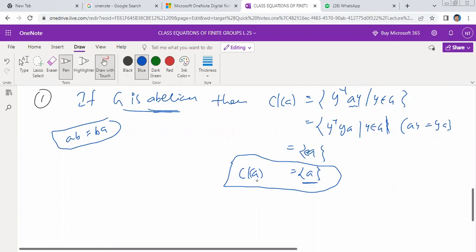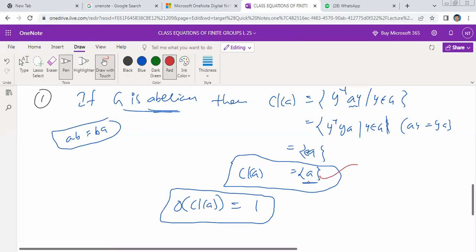What is the cardinality of this? What is the order of the conjugate class of A? Is it equal to the group order, or equal to 1? There is only one element. Yes, one. When the group is an abelian group, the conjugate class of a particular element A is the singleton set A, so the number of elements in this conjugate class is only one, whose order is equal to 1. Am I clear?